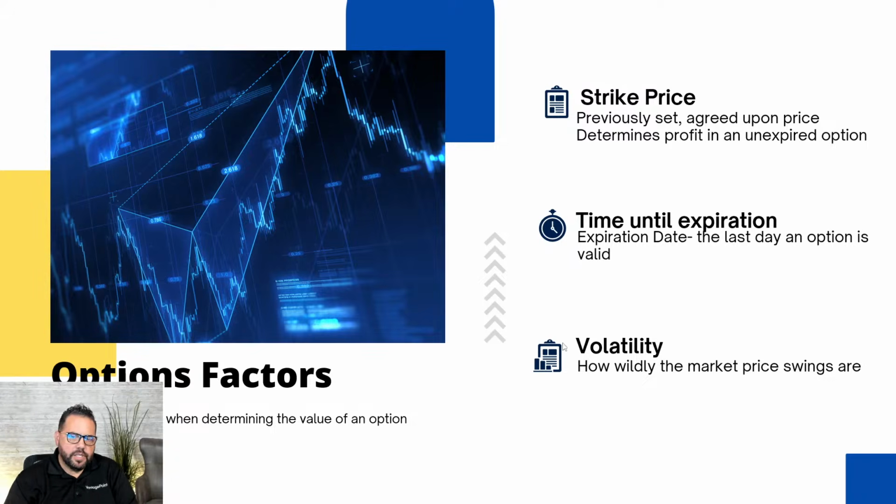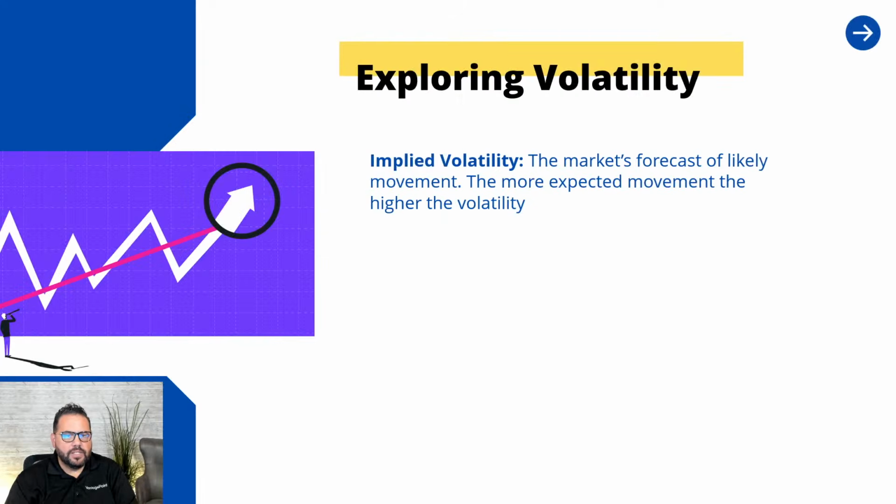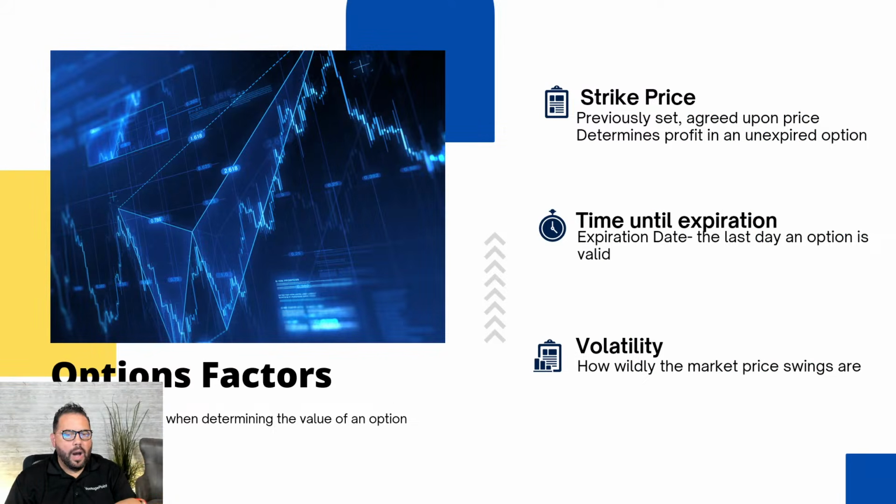Let's talk about volatility a little bit more, because that is a key piece of this. If we want to explore volatility, understand that in the options world, there's something called implied volatility. Volatility is basically how wildly the market prices swing. You hear about the volatility in the markets being crazy. Well, if volatility is high, you're expecting larger swings in a shorter amount of time. It's kind of wild.